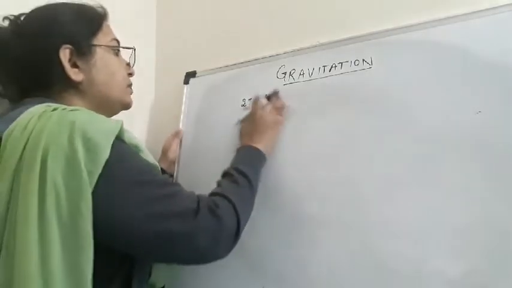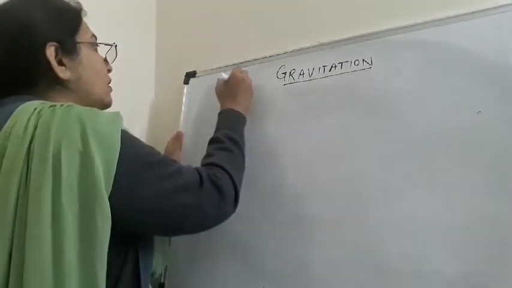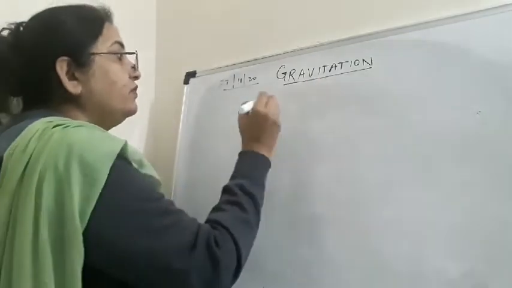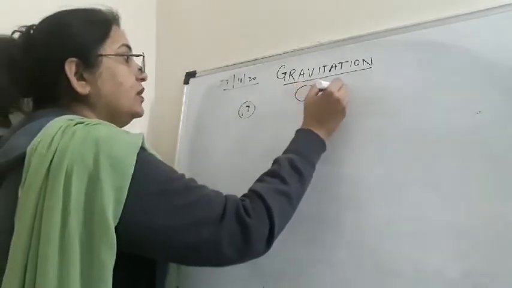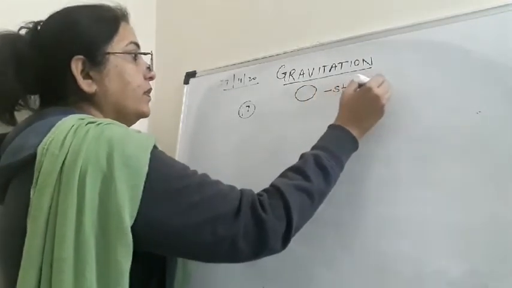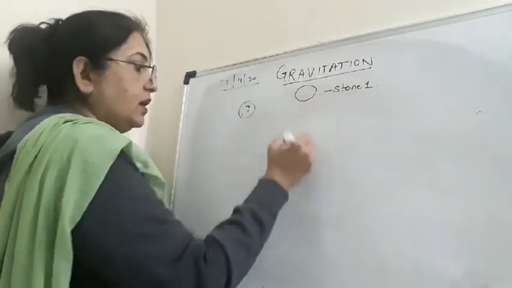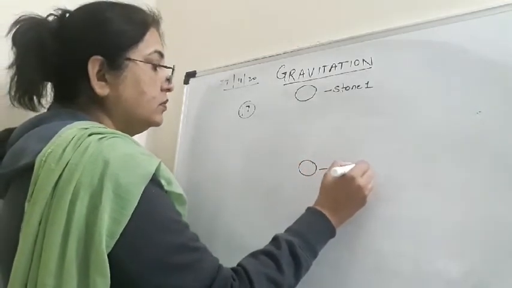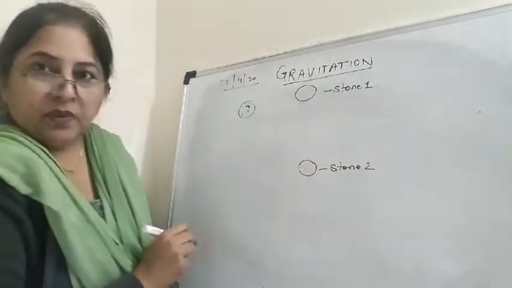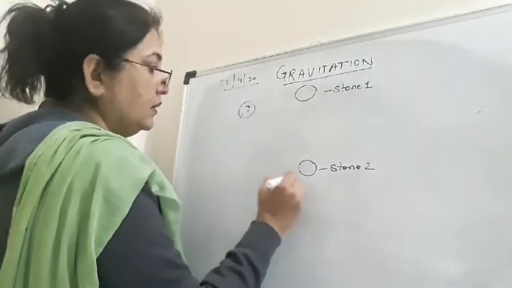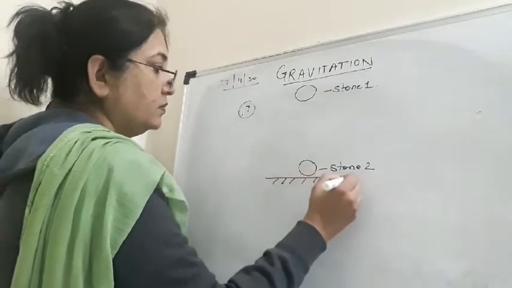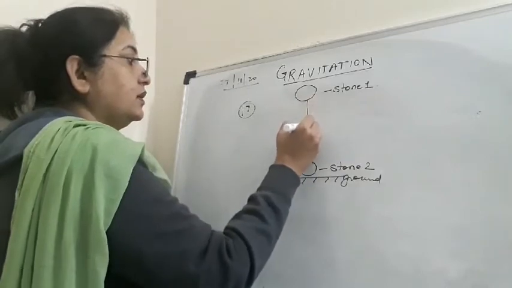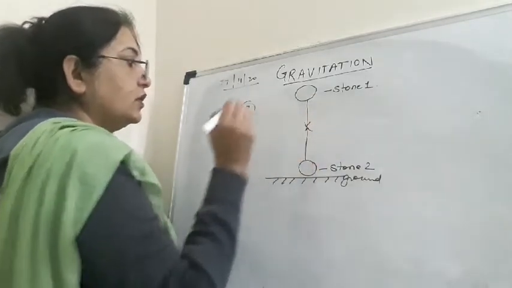Question 17. We will first take one stone, stone 1. It is falling down, and at the same time another stone, stone 2, is going up. This is the ground. So we will show this one coming down, and this one going up.